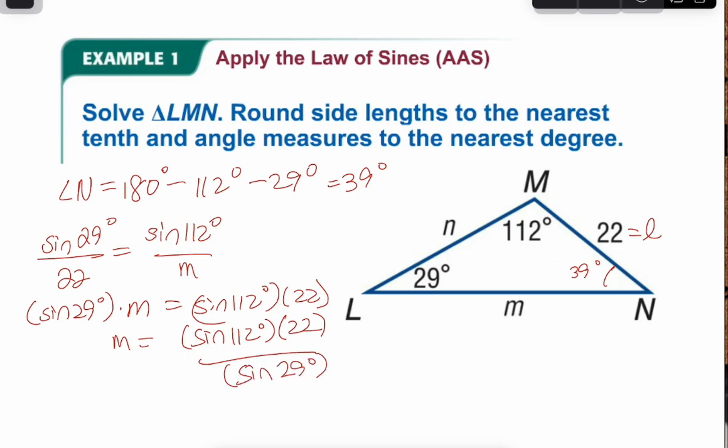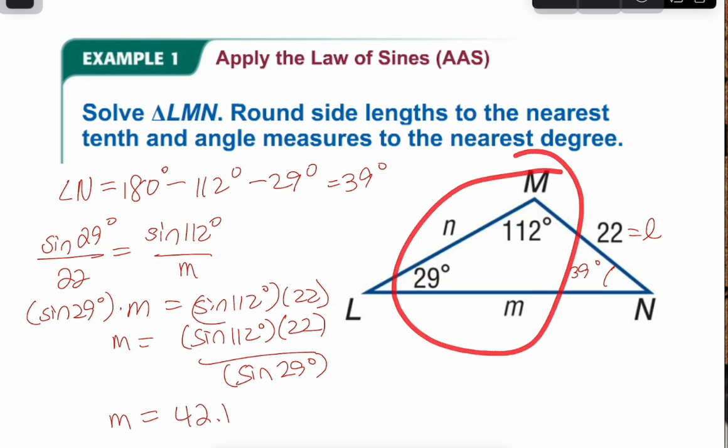Okay, so let's put that into our calculator. The sine of 112, make sure your calculator is in degree mode, times 22 divided by the sine of 29. We should get a number bigger than 22 because it is our hypotenuse. They said to round side lengths to the nearest tenth. That is 42.1. They did not give us that it was feet or inches or whatever. If they do give you the units, please write them. If they don't, don't worry about it. Okay. So now we are done with M. We now know that this is 42.1.